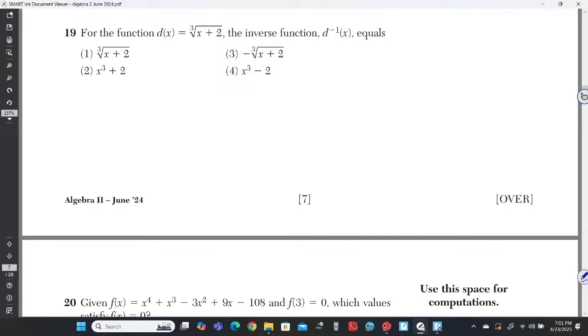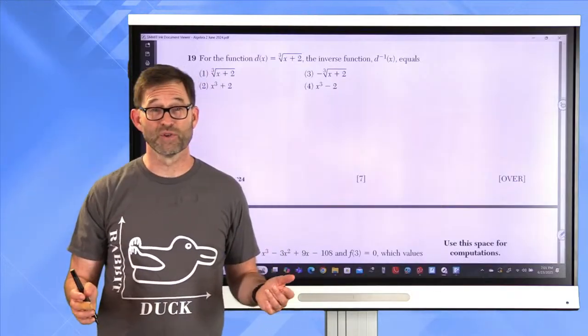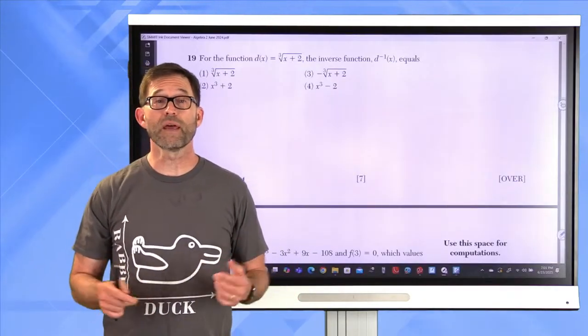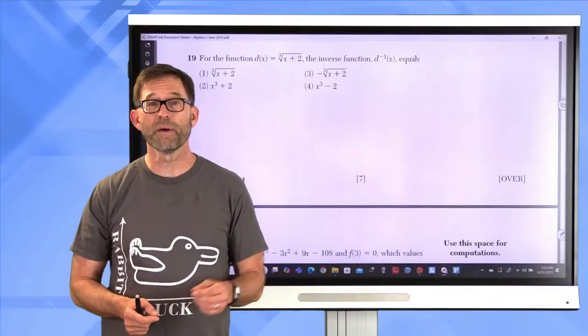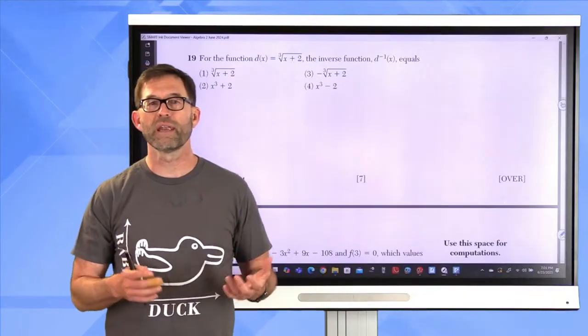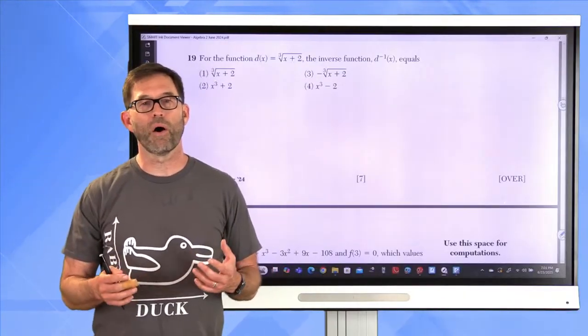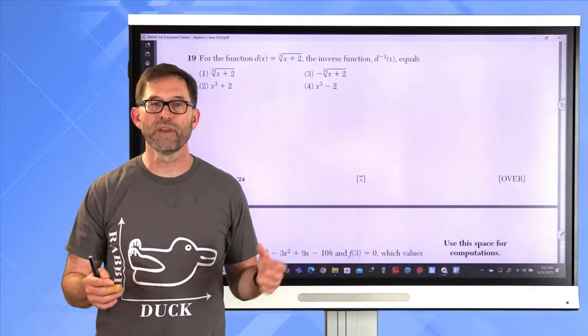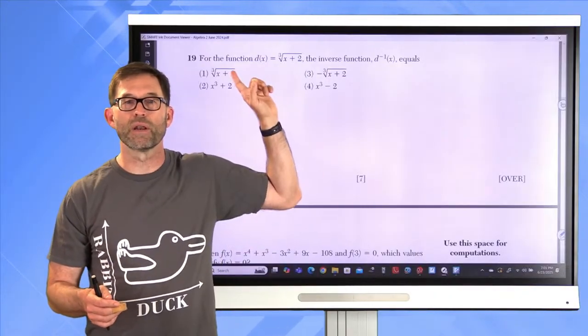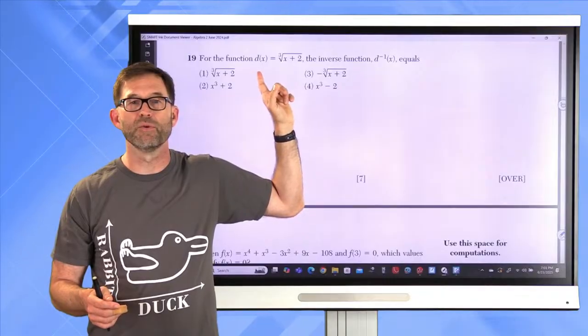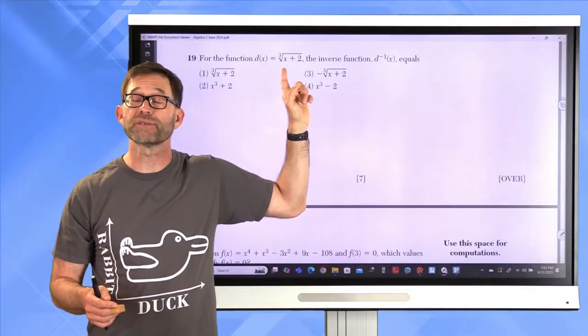All right, number 19. For the function d of x equals the cubed root of x plus 2, the inverse function d inverse of x equals which of the following? All right, well, I certainly have no issue with this particular problem. This is a standard find the equation of the inverse. I bet many of you could probably just sort of reason it out. But the way that you almost always solve for the equation of an inverse is you take the function and where there's a y, so to speak, you put an x, and where there's an x, you put a y.